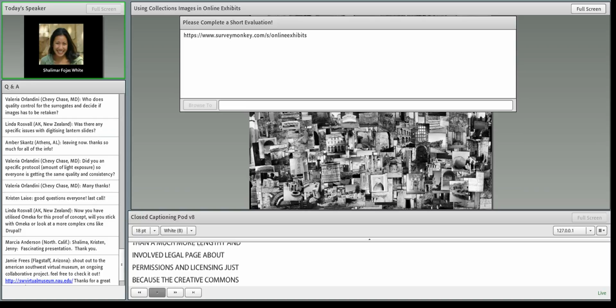Yeah, that makes sense. Actually, Linda has a really great wrap-up question. Now that you've used Omeka on a proof of concept project, what are your future projects? Do you have any future projects like this in mind, or would you move on to a more robust system like Drupal? Yeah, so we did the Omeka for the proof of concept, and it worked out really well.